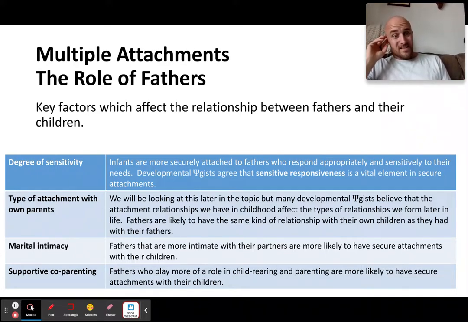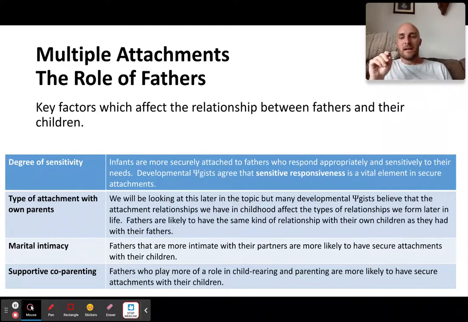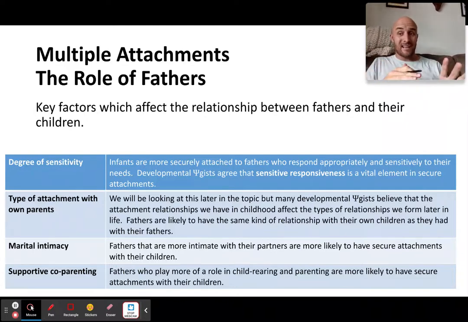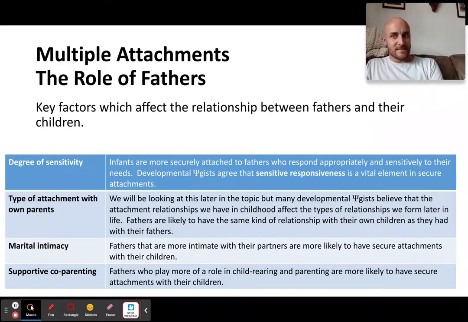First things first, degree of sensitivity. As you just saw, that's a very, very good degree of sensitivity. Infants are more securely attached to their fathers who respond appropriately and sensitively. Let me ask you, does your dad or your stepdad or your guardian or grandparents or whatever, do they respond accurately to how you feel and your needs?